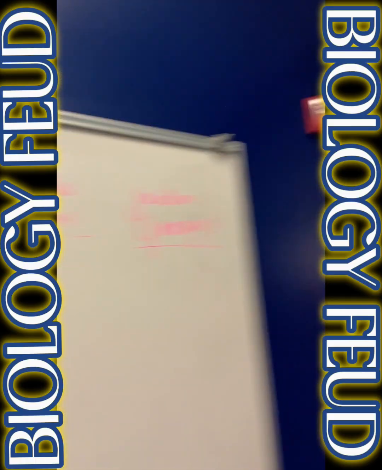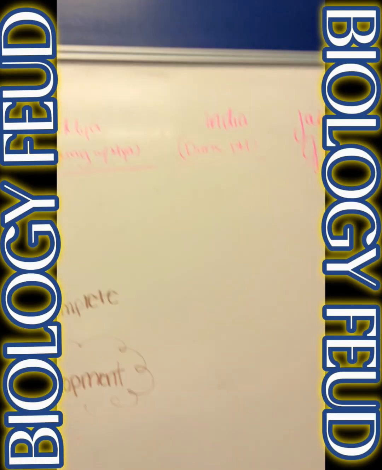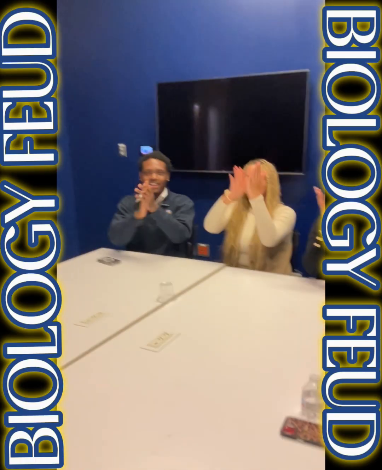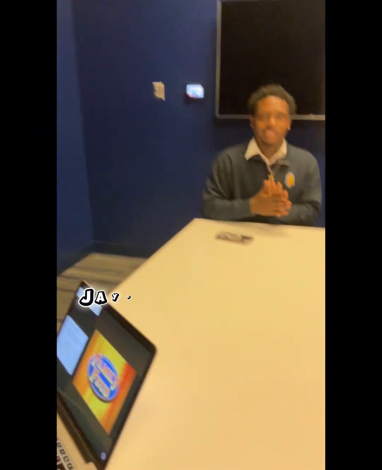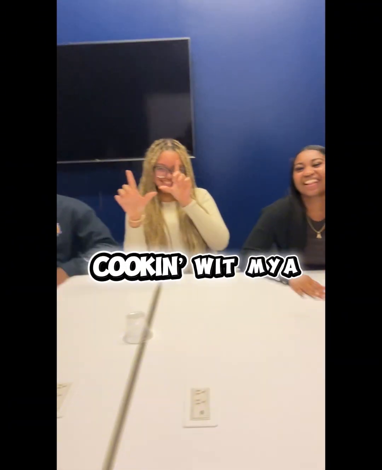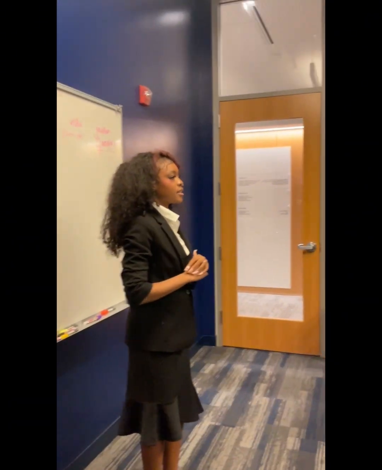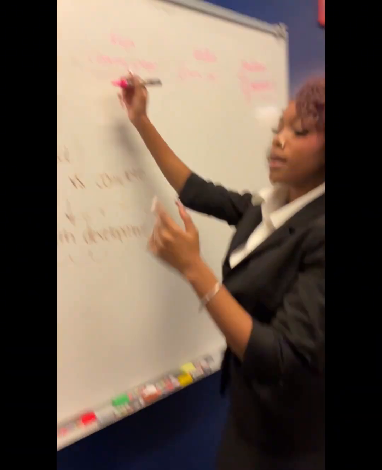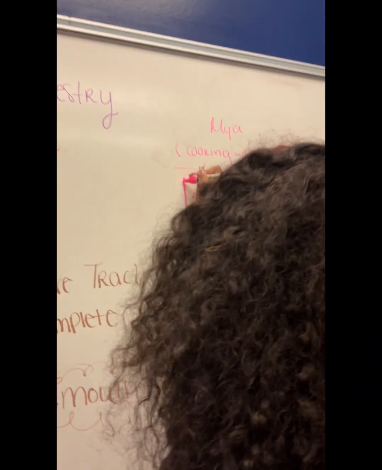All right, it's time to play Biology Cube. What's the third part? Hayden or Jay Booger. In our left corner, we got India Dirt Baby Mama. In our right corner, we have, drum roll please, Cooking with Maya. First question, survey. I am an animal that has no tissue. A sponge. That's a point for Cooking with Maya.